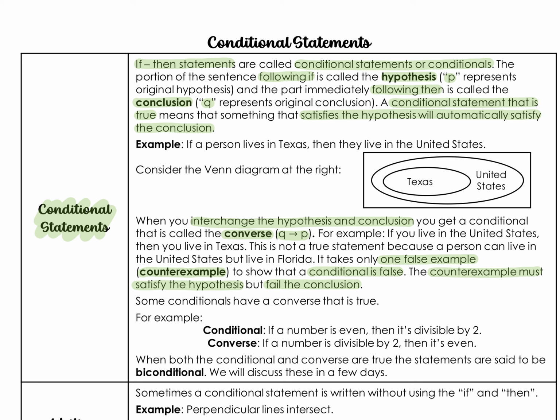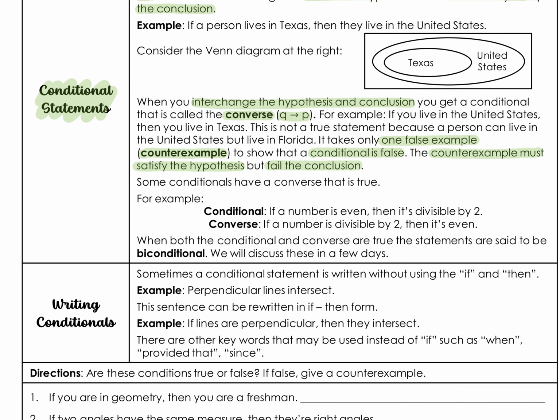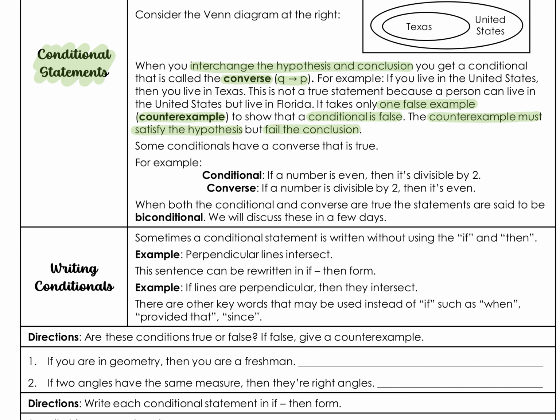Okay, so some conditionals have a converse that is true. So they gave us an example here for us to see that. The conditional states if a number is even, then it is divisible by 2. The converse is if a number is divisible by 2, then it is even. Both the conditional and the converse are true, and we are going to call that the biconditional. Okay, so both conditional and converse are true. And we're actually going to discuss this later on in a few lessons, so we'll come back to that.